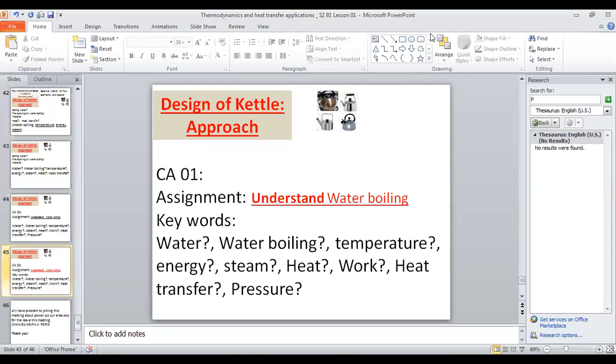Understanding thermodynamics is more than knowing the text. It's not about memory. Okay, it's not about memory.